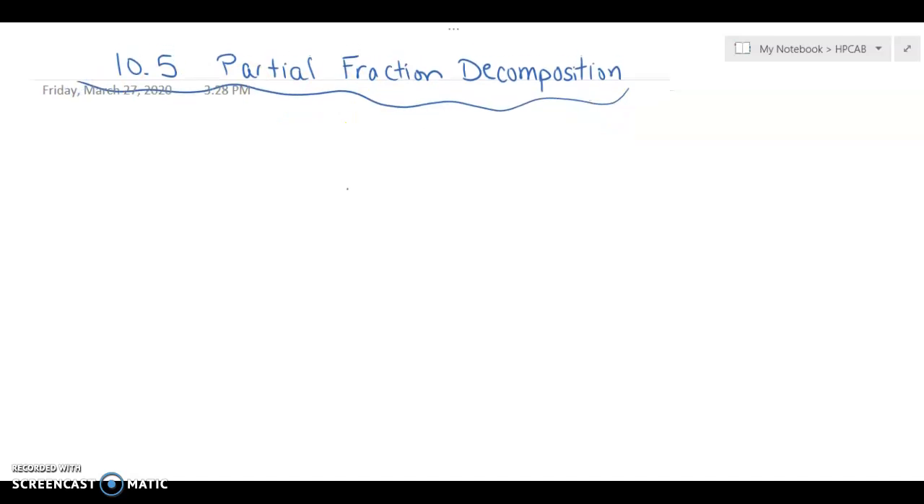So for 10.5, partial fraction decomposition. Example 1 is old stuff that you've learned how to do before, because I kind of want to explain what partial fraction decomposition is, so I'll show you that after this example. So let's say that you had to combine something like 3 all over x plus 4 plus 2 all over x minus 3. All right, and you've had to do something like this in the past.